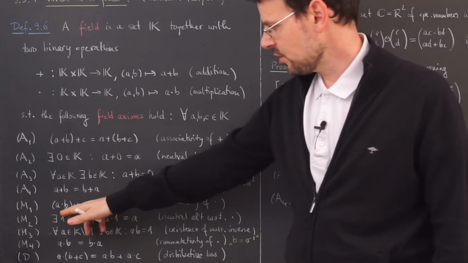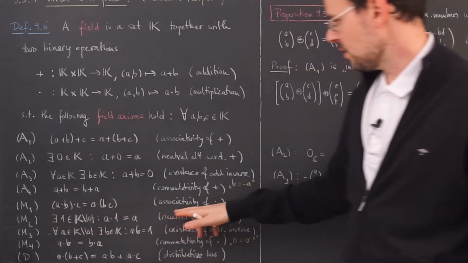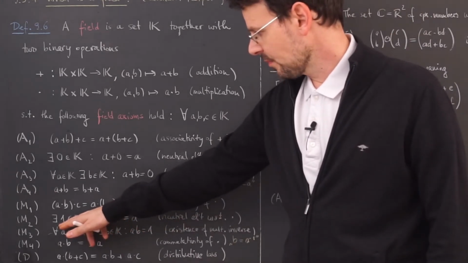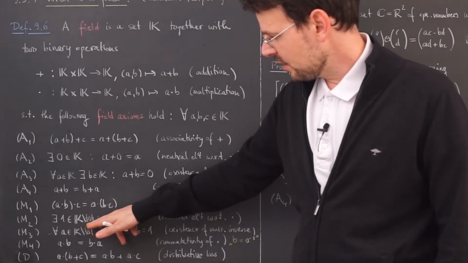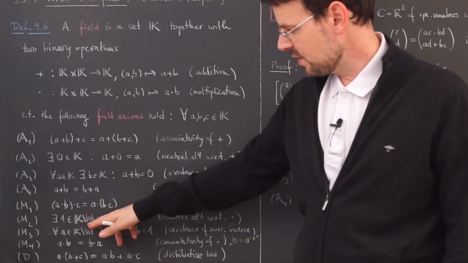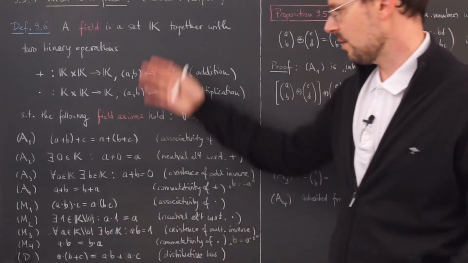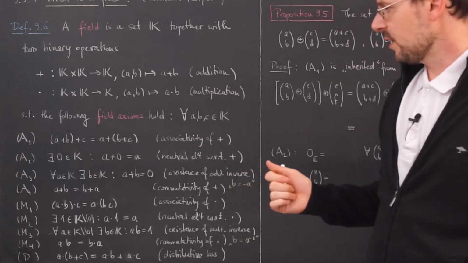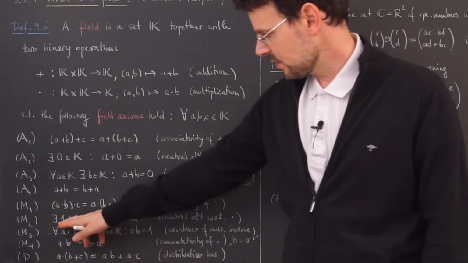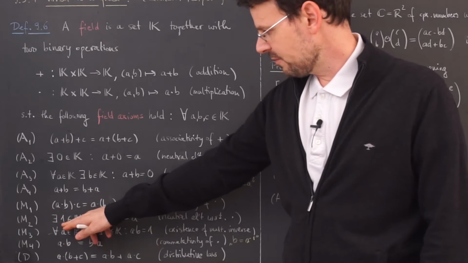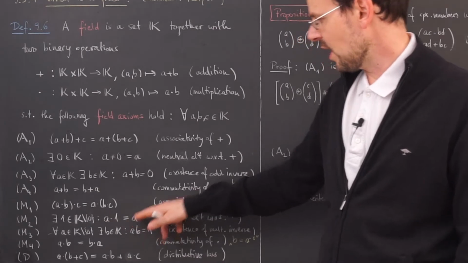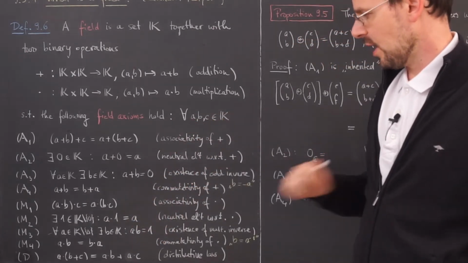The same for multiplication. I need associativity. I need a neutral element. This is usually denoted by 1. And a little technicality, 1 is not allowed to be 0, because otherwise if I take K equal to 0, the set containing only one element, then this trivially would be fulfilled, and the set with one element would be a field. We don't want that to happen, so here 0 must be different from this neutral element 1, and we want that a times 1 equals a, again for arbitrary a in K.